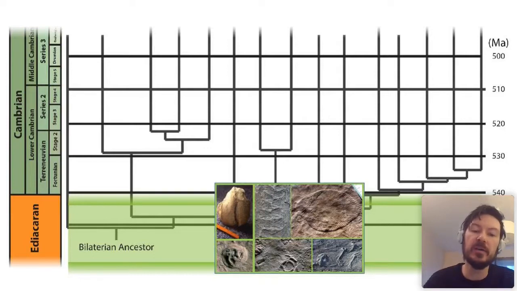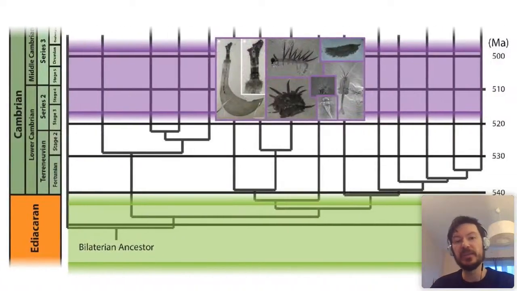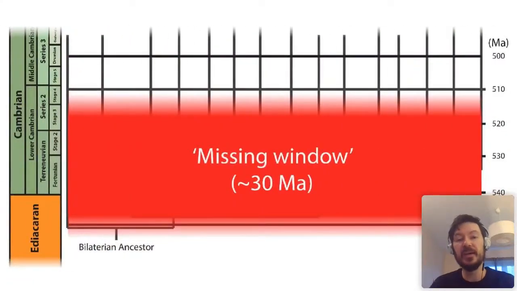So Ediacara style preservation, for example, seems to disappear around the Cambrian boundary around 540 million years ago or so, whereas all of the Cambrian Burgess shale type sites don't appear until well into the Cambrian. And this pattern has left this sort of missing window of almost 20 to 30 million years or so sitting right around the boundary, and particularly in the earliest Cambrian, where we have very little data on soft-bodied forms of life, which is, of course, the majority of diversity.